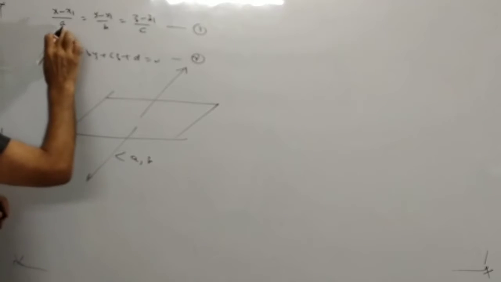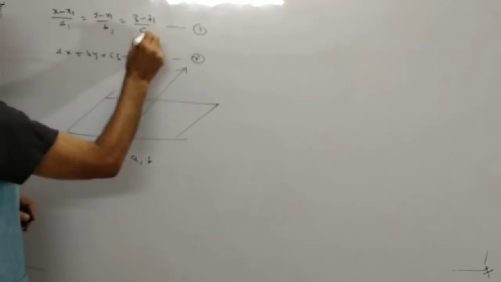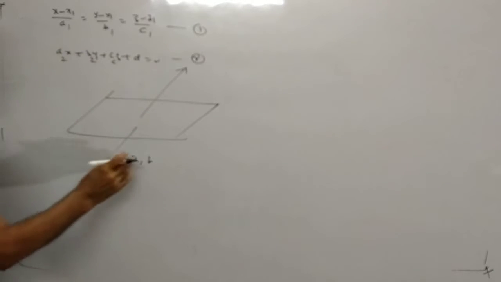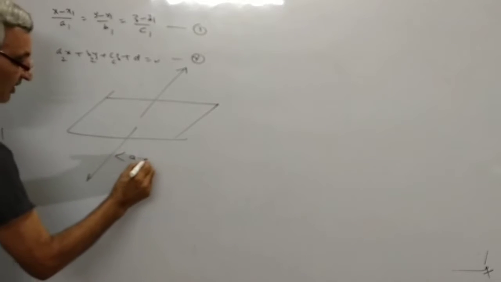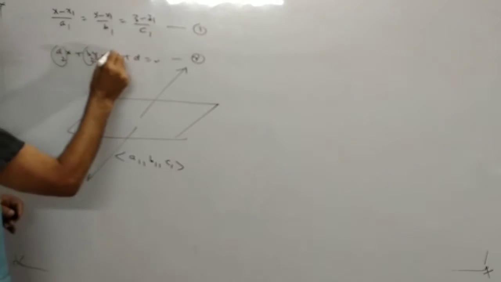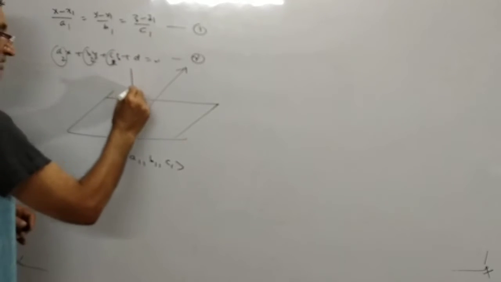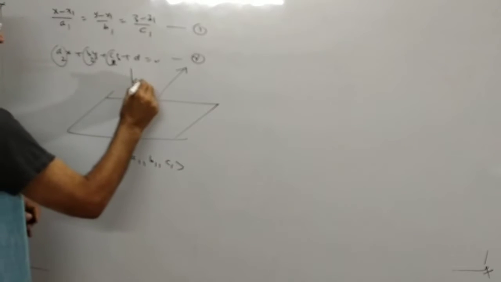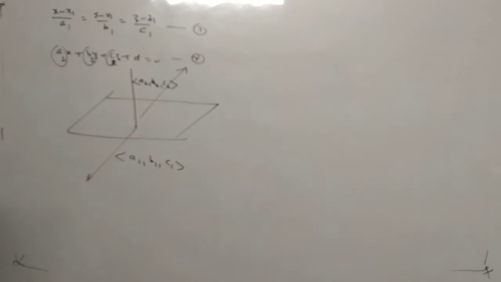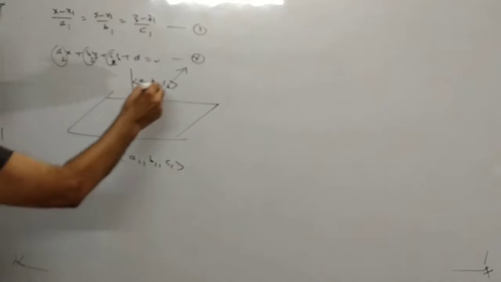Let me take these as A1, B1, C1 and A2, B2, C2 to differentiate between them. The direction ratios of the line are A1, B1 and C1. What are A2, B2, C2? These are the direction ratios of the normal to the plane. When the equation of the plane is given to us, we can always find the direction ratios of the normal. This is the direction of the line.